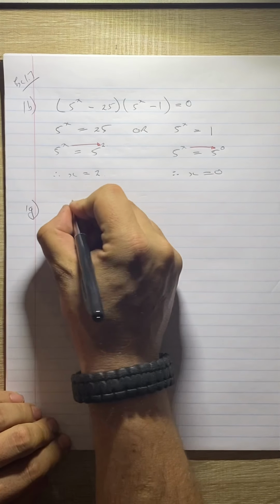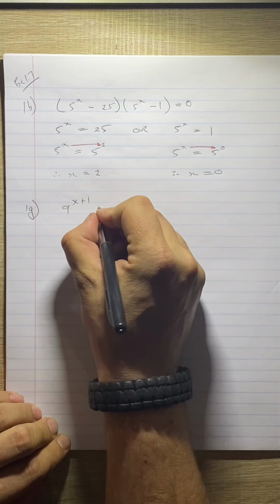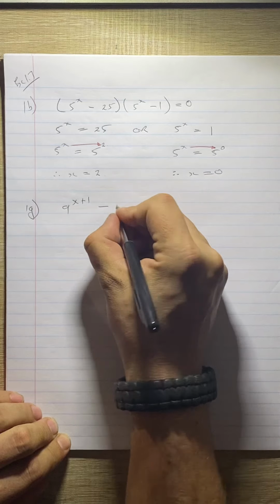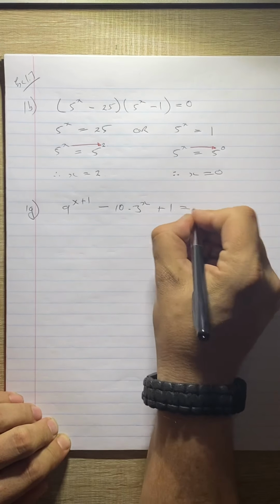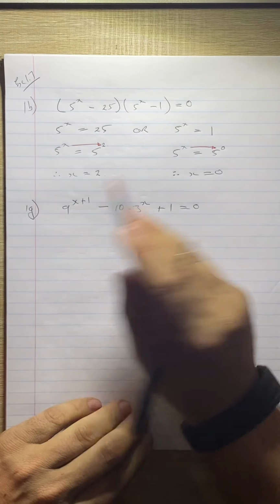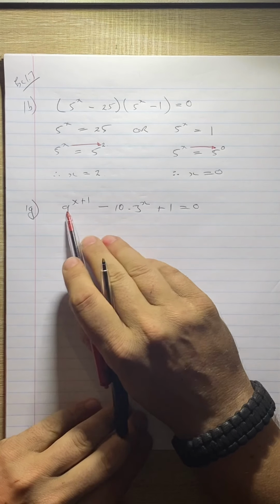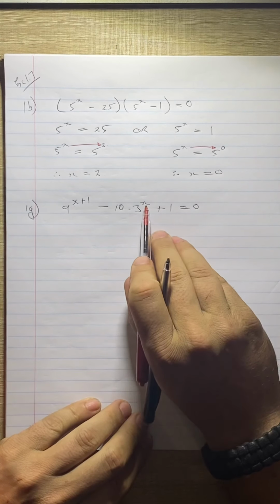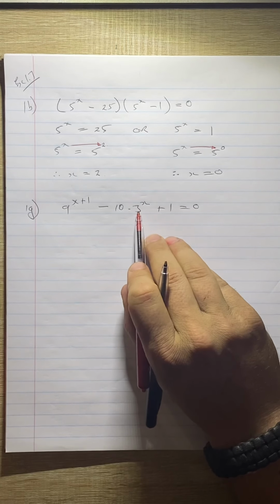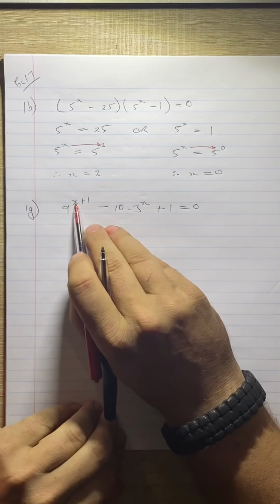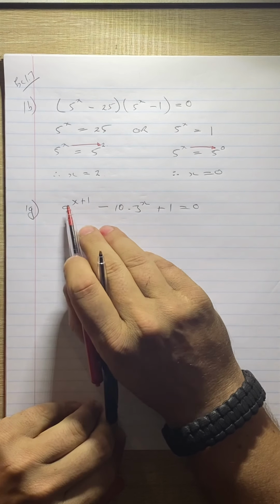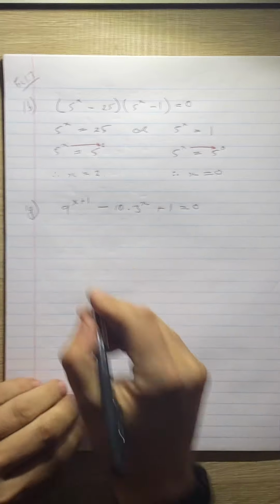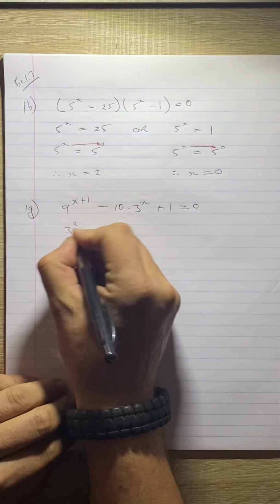We've got 9 to the x plus 1 minus 10 times 3 to the x plus 1 equals 0. Now, anything to the power of a variable, so in this case to the x, the base must be prime. So if we have a look at this one here, we've got to the power of x, that base is prime. Over here, we've got to the power of x plus 1, it's still a variable. Look at the base here, it is not prime. So I need to prime factorize that first, so that will be 3 squared.